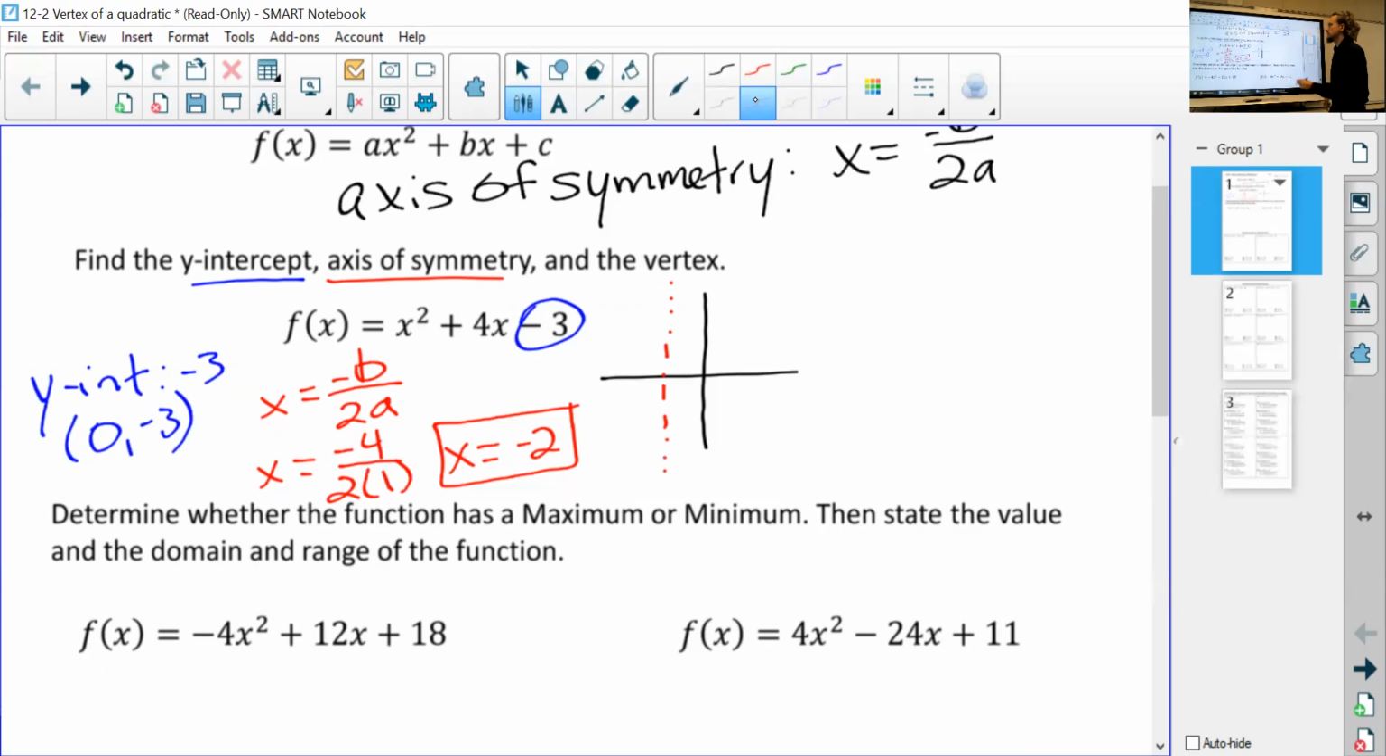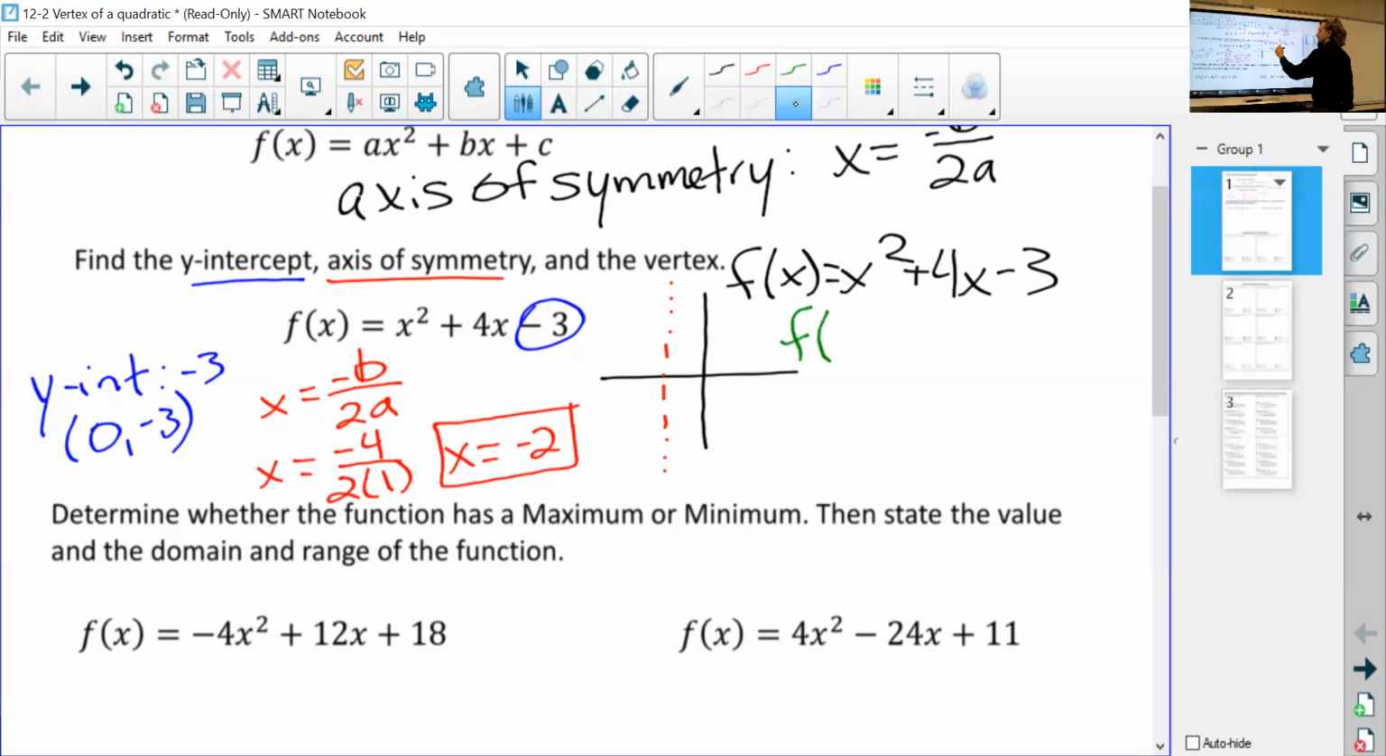So really what I need to know is what is the y value of that point. So I'm going to take my function, x squared plus 4x minus 3, and I'm just going to solve that when x is -2. So we want f of -2 is equal to -2 squared plus 4 times -2 minus 3 more. Okay, so all we did, we just took our function and we swapped everywhere we had an x with our axis of symmetry value.